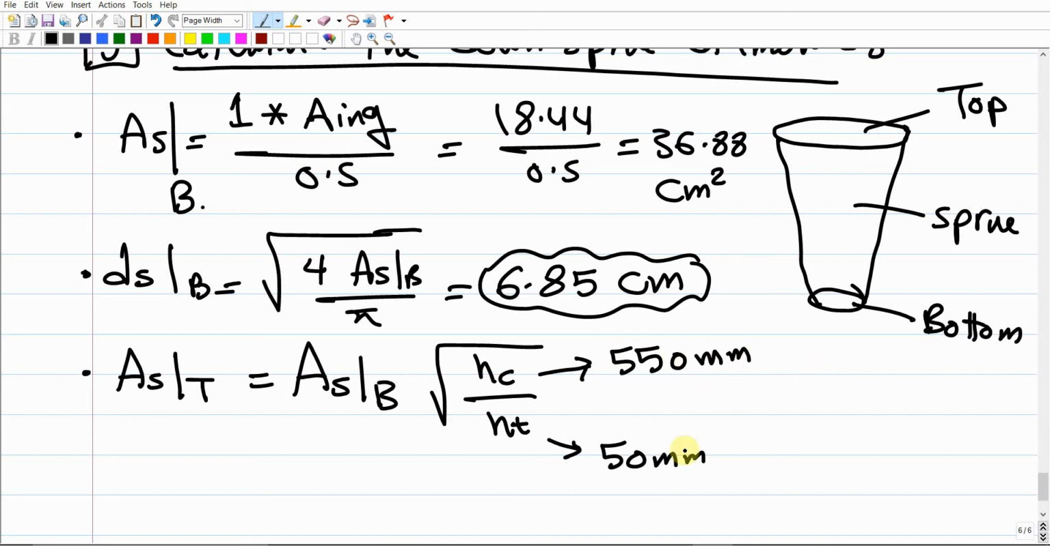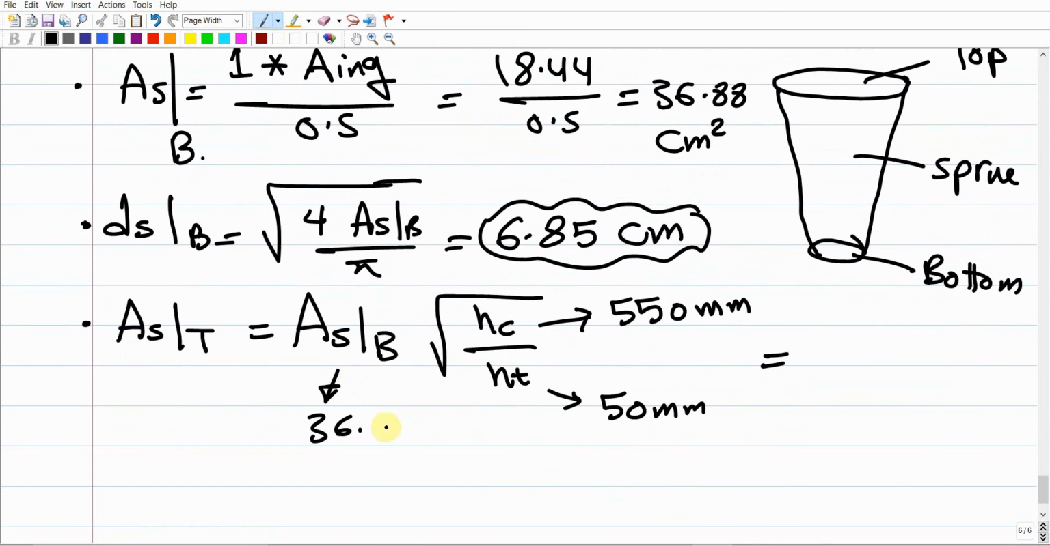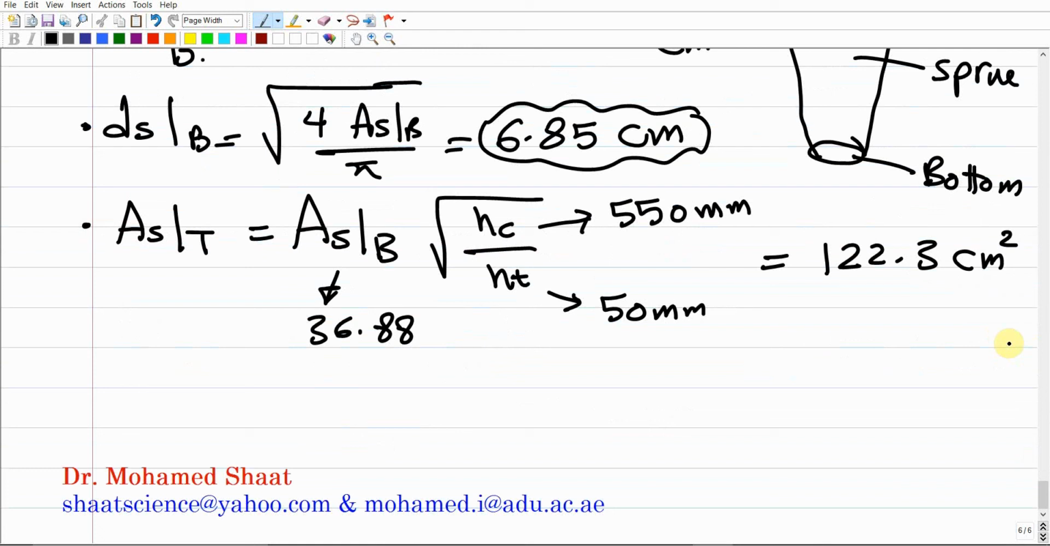We should have some consistency in the units, like millimeters, but that is fine because this is going to be ratios. It is fine to have this one in centimeters. If we did the calculations here, we have this area, 36.6688. We end up with the square root of 55 over 50 times 36.6688. This gives 122.3 centimeter square.